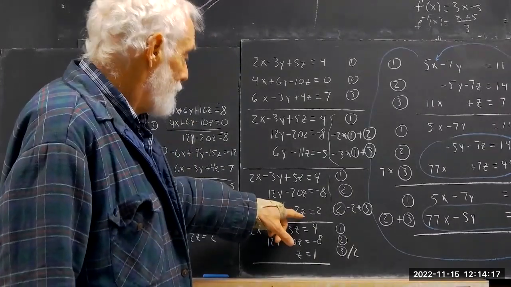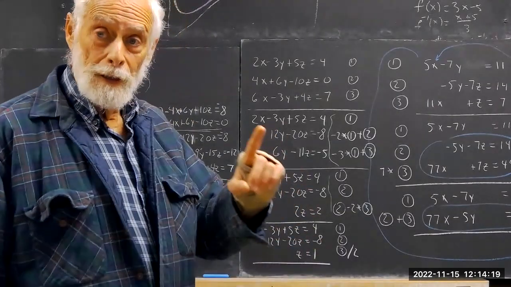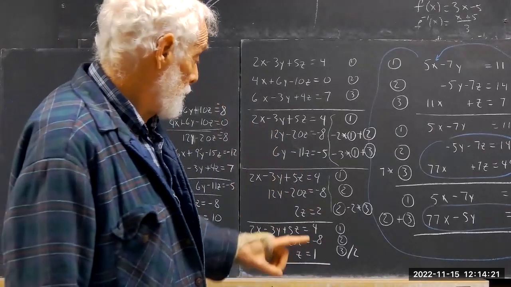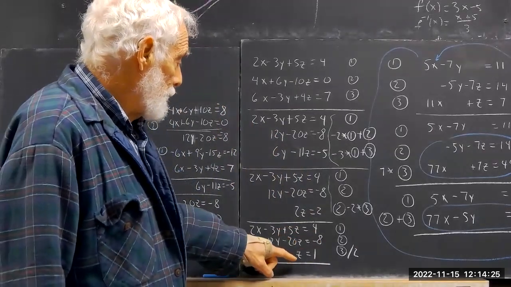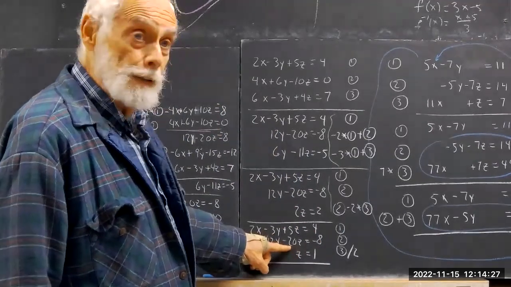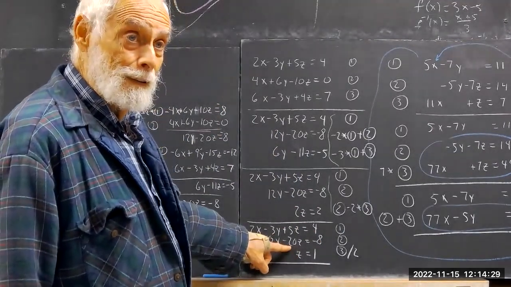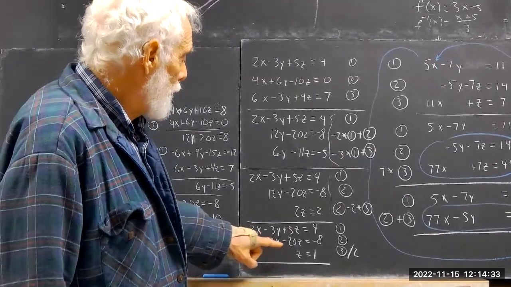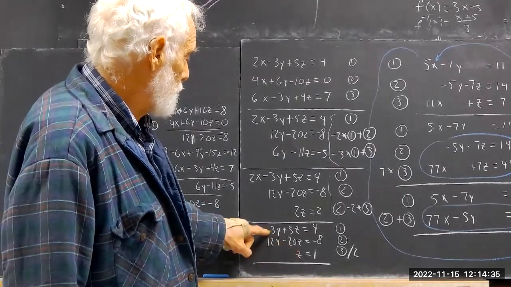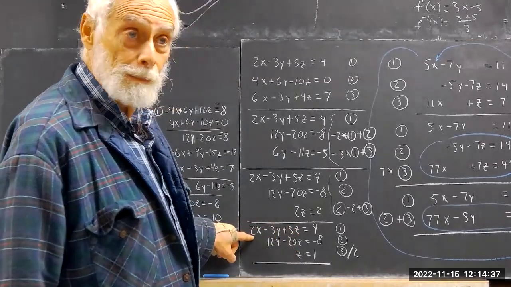I simply solve the third equation, which only has z as the variable, one variable. I solve that easily. And now what can I do? Well, z is 1. I can plug that in here and solve for y. Then I'll have y and z values that I can plug in here and solve for x.